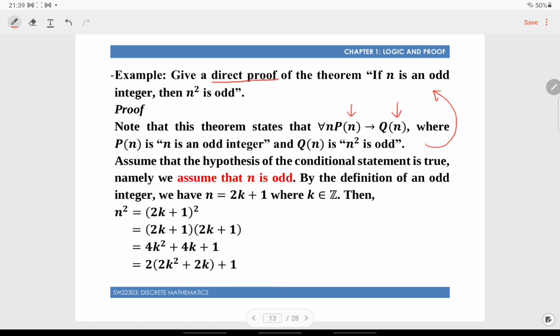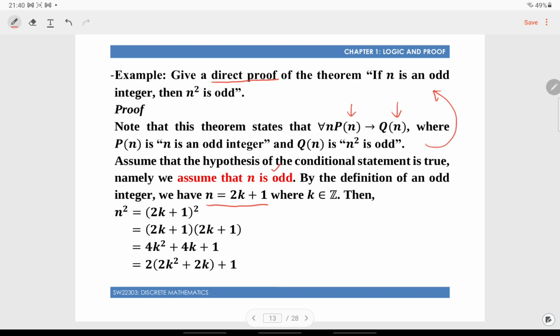So now, in order to prove this statement using the direct proof, first of all, we need to assume that the hypothesis of the conditional statement is true. So where is the hypothesis? The hypothesis is the P(n) statement. So we need to assume that n is an odd number, or n is an odd integer. By the definition of an odd integer, because n is assumed to be an odd number, it can be written as 2k plus 1. n equals 2k plus 1.